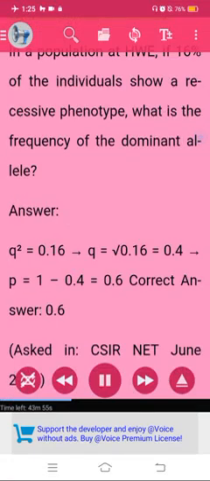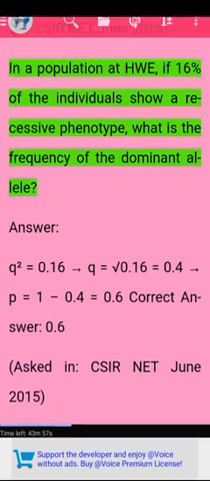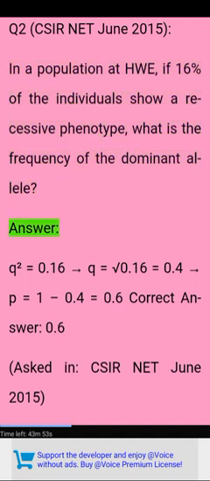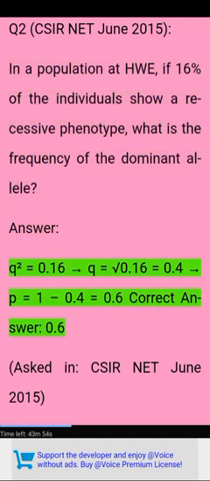Q2, CSIR NET June 2015. In a population at HWE, if 16% of the individuals show a recessive phenotype, what is the frequency of the dominant allele? Answer: q squared equals 0.16, so q equals the square root of 0.16 equals 0.4, so p equals 1 minus 0.4 equals 0.6. Correct answer, 0.6.